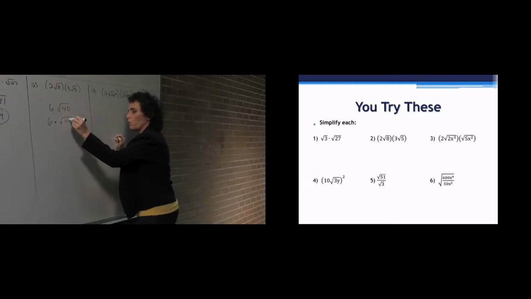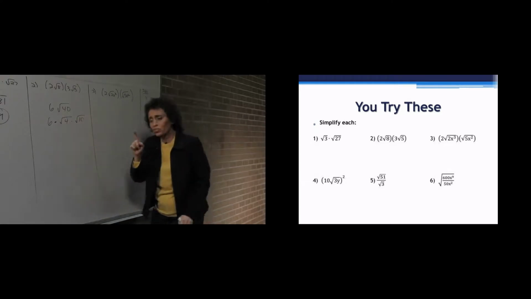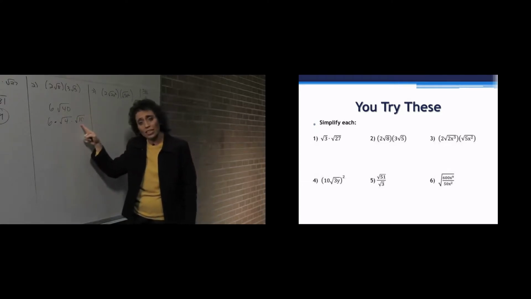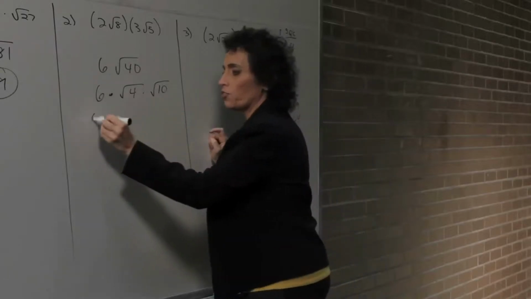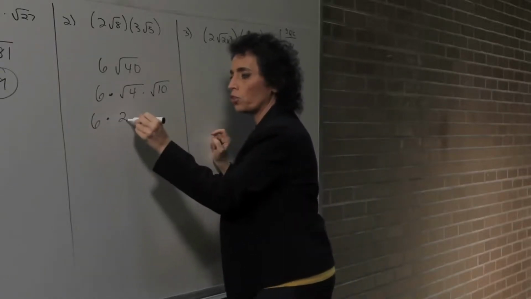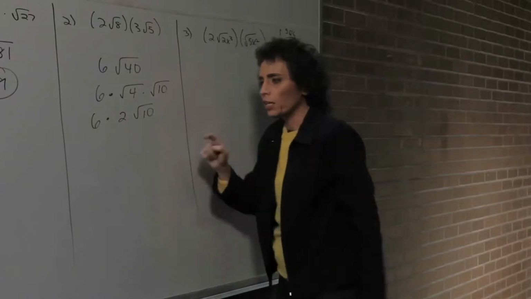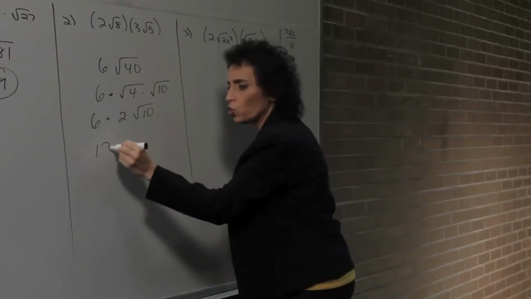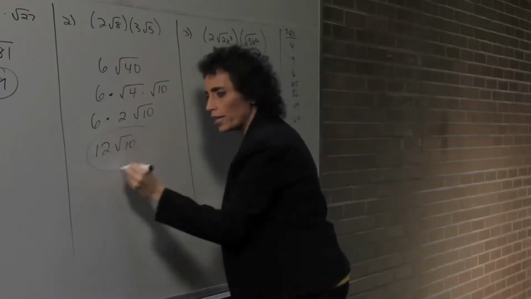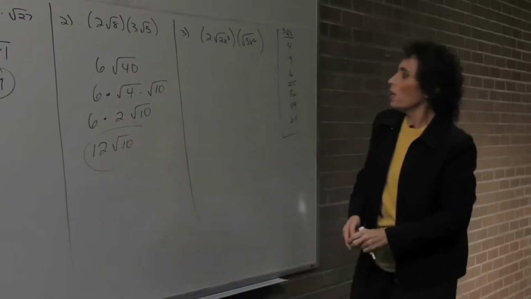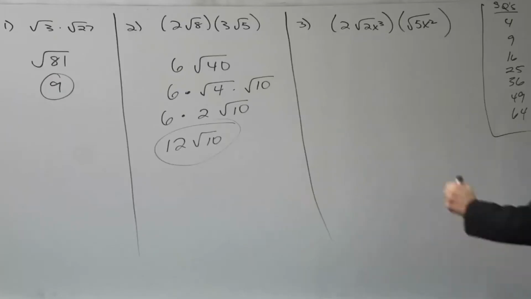Okay? So 4 times 10. Here's why else I know I'm correct, because 10 cannot be broken down. Okay? So we have 6 times the square root of 4 is 2, square root of 10. 6 times 2 is 12. 12, square root of 10. We're a done deal there. Okay? This one? Let's take a look.